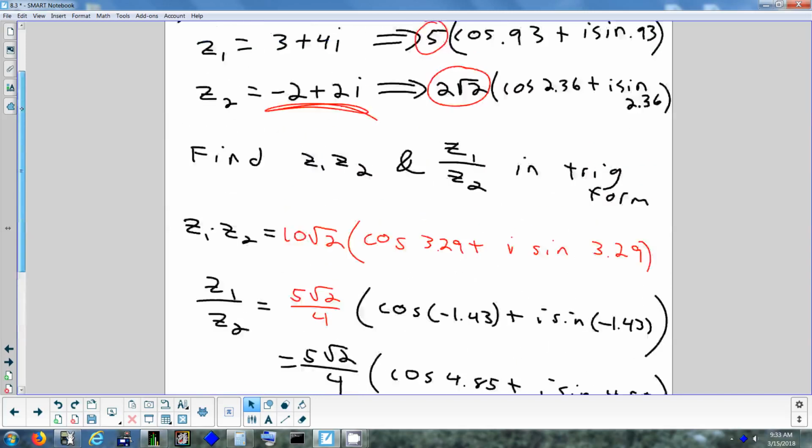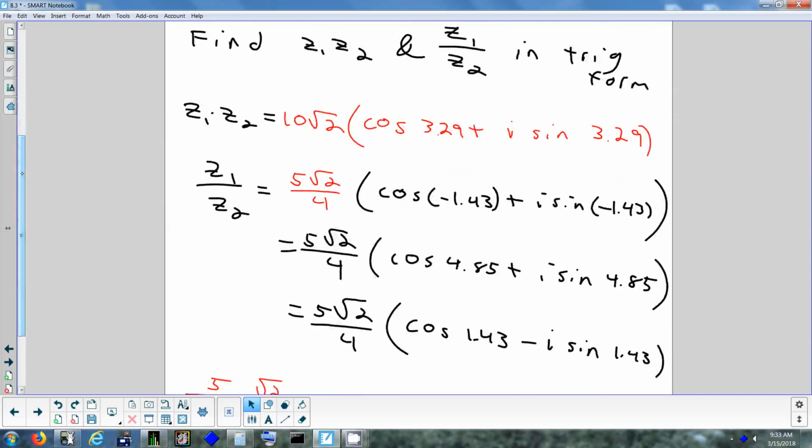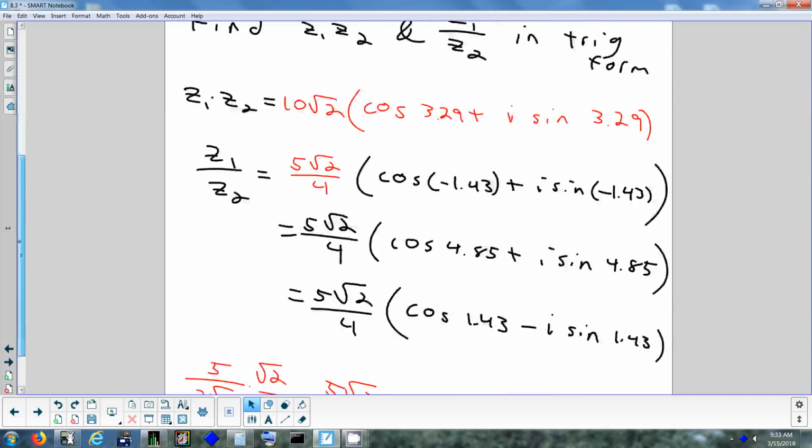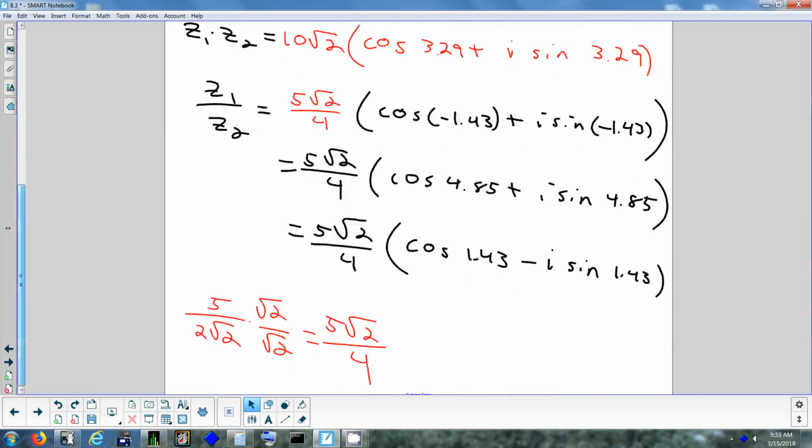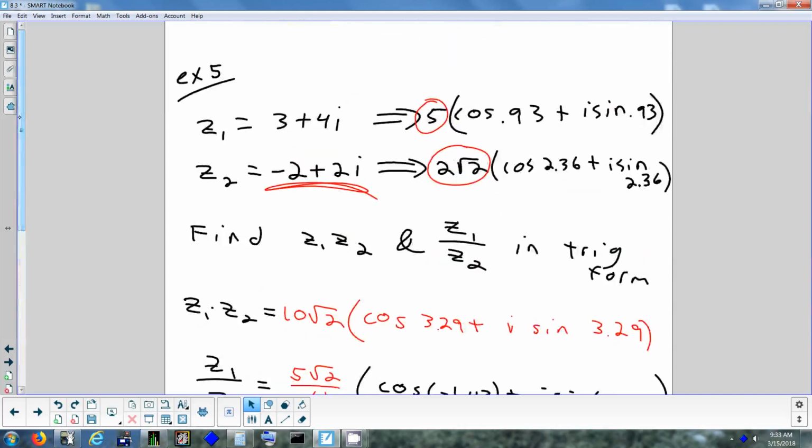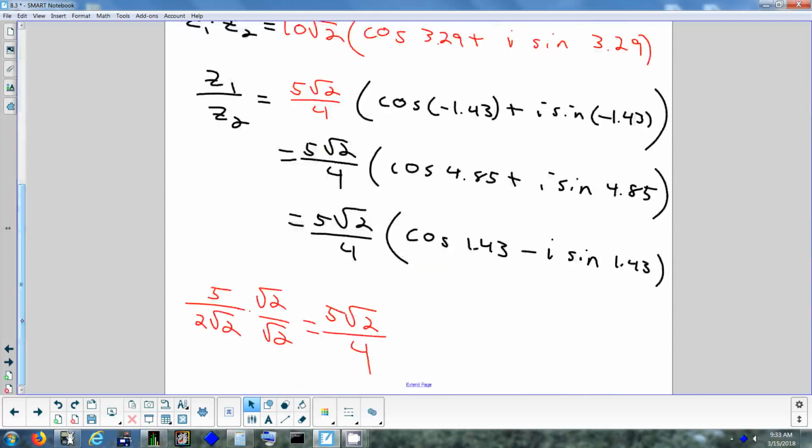Any questions on multiplying or dividing numbers in trig form? Can you show again how you got the radius for z1 over z2? Yeah. So we took 5 divided by 2 root 2. And then I multiplied top and bottom by root 2. So at the top, you get 5 root 2. In the bottom, you get root 2 times root 2, which is 2, times another 2 in front. And that's how I got the 4.